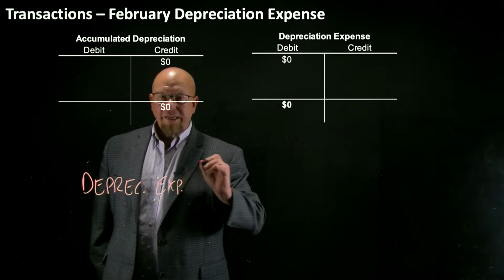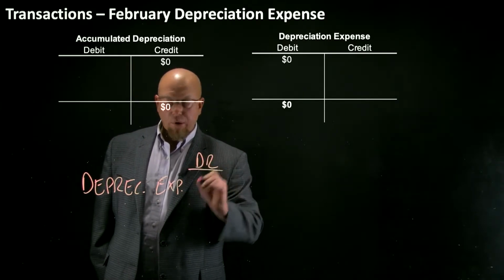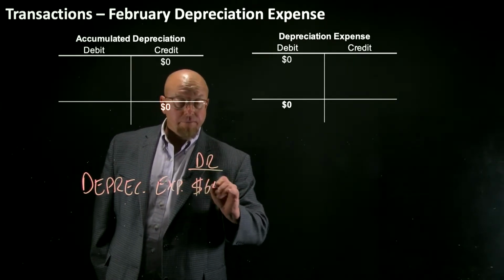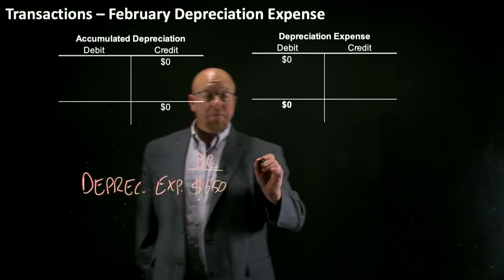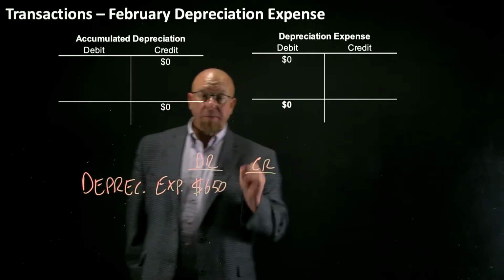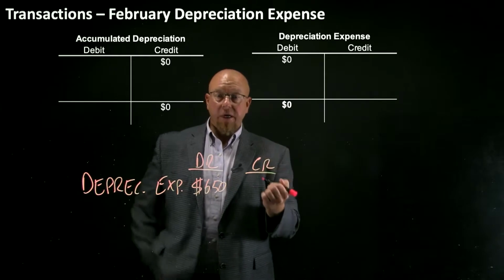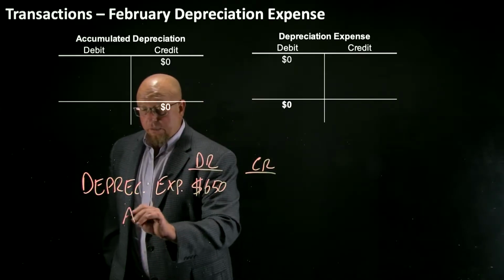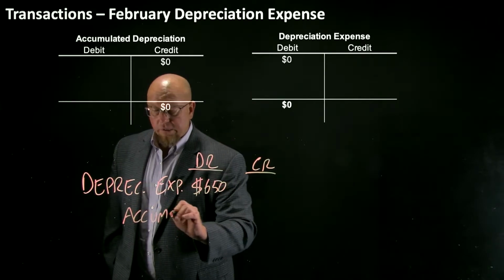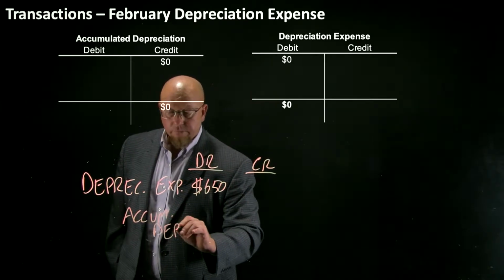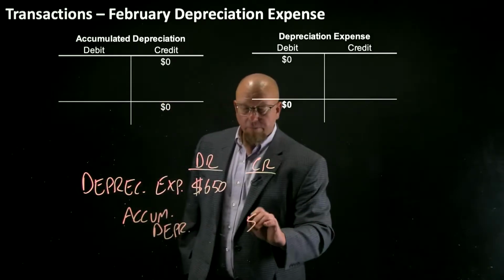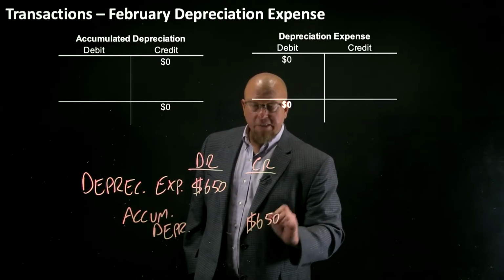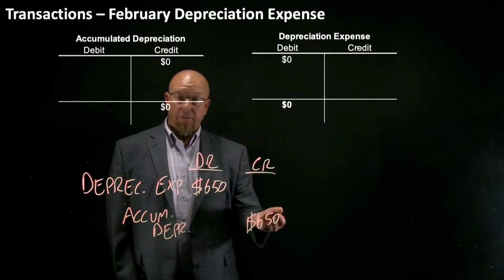As you might recall, that is an expense that will be reported on the income statement. Anytime we report an expense, that is going to cause the period's net income to decrease. Greater expenses means lower profitability. And the other side to this journal entry is accumulated depreciation, as we saw just a few minutes ago. But in this case, it's $650 for this particular month.